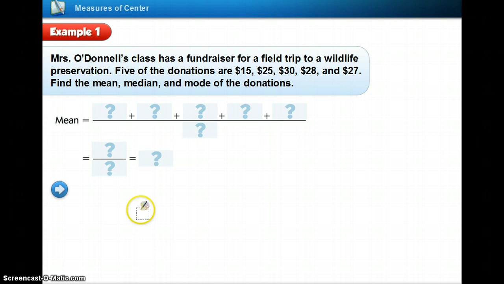Well, if we look here, first to find the mean, we're going to add them all up, and then we're going to divide by 5 because there's 5 numbers: 1, 2, 3, 4, 5. So we add them up and divide by 5. When we add them up, we get 125. We divide that by 5, and we get $25 as our mean.